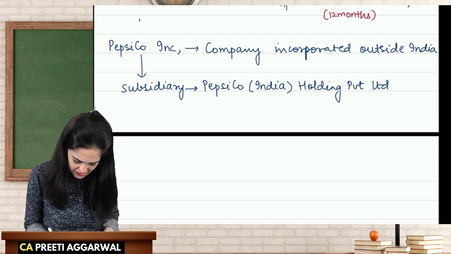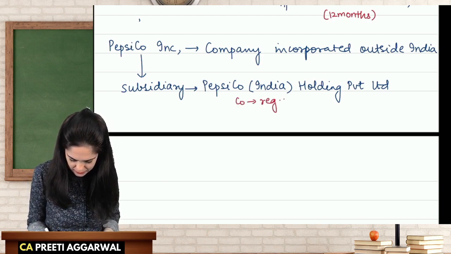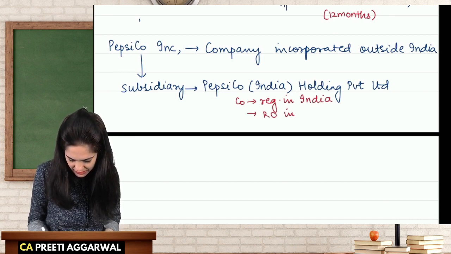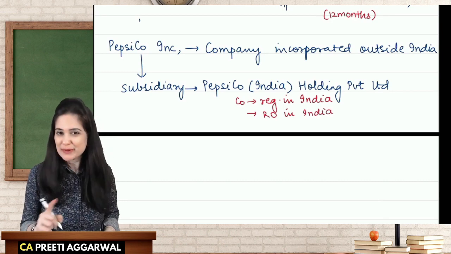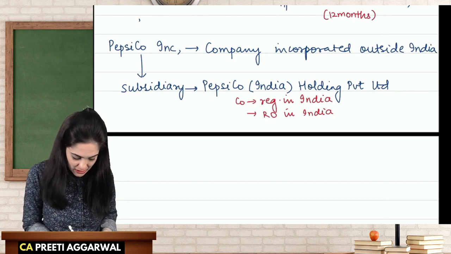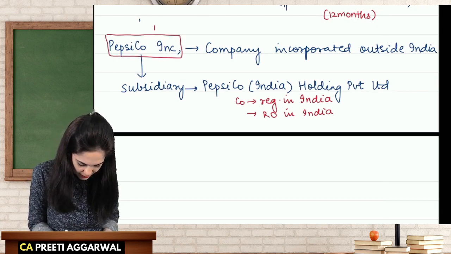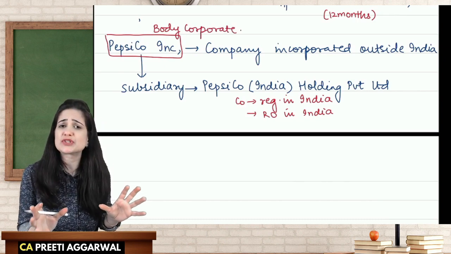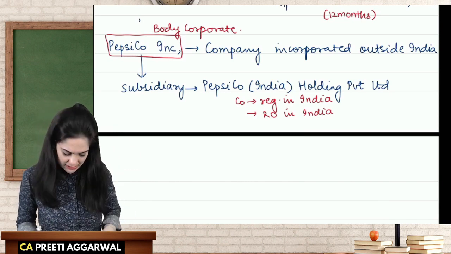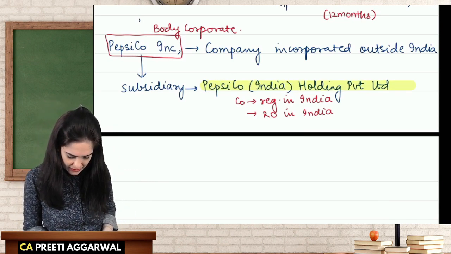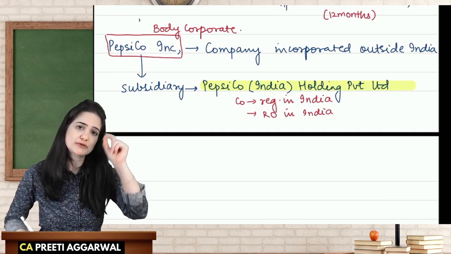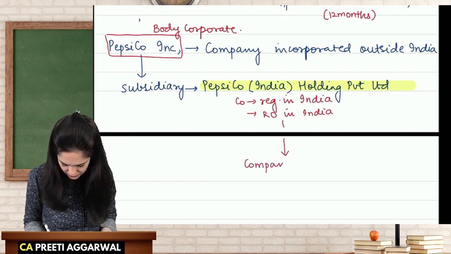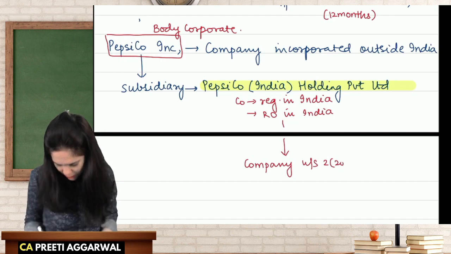Now this subsidiary is a company registered in India. It is having a registered office in India. Do you remember we had discussed all this while we were studying body corporate, that PepsiCo Inc. will be a body corporate? Why? Because it is incorporated outside India. It is not a company because it doesn't have a registered office in India. Yeah, but its subsidiary, that is PepsiCo India Holdings Private Limited, is incorporated in India, having a registered office in India. So this will be considered as a company under section 2 clause 20 of the Companies Act.